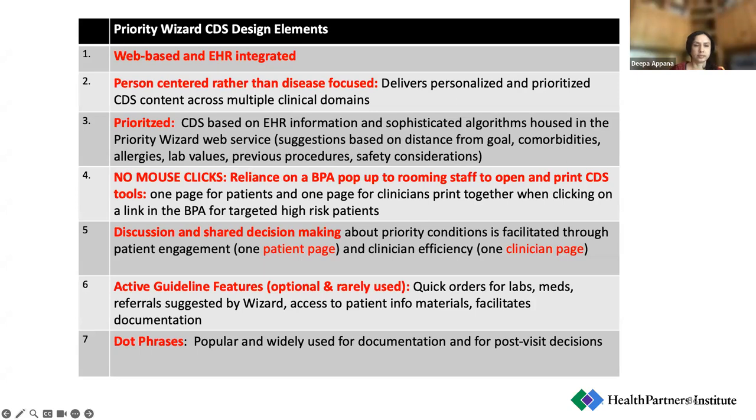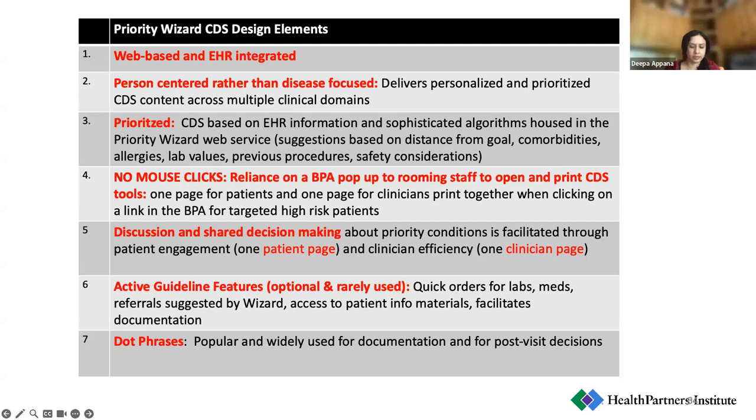Next thing is no mouse clicks. Doctors are not going to click if you're trying to get home at 8 o'clock at night, and you're doing 200 clicks a day already, 5,000 clicks a day already, you're not going to click any more times for BPA. So if you have to click at all for decision support, you're not going to do it. So we've designed it with no mouse clicks by the clinician. And Deepa will tell you how we did that in a minute.